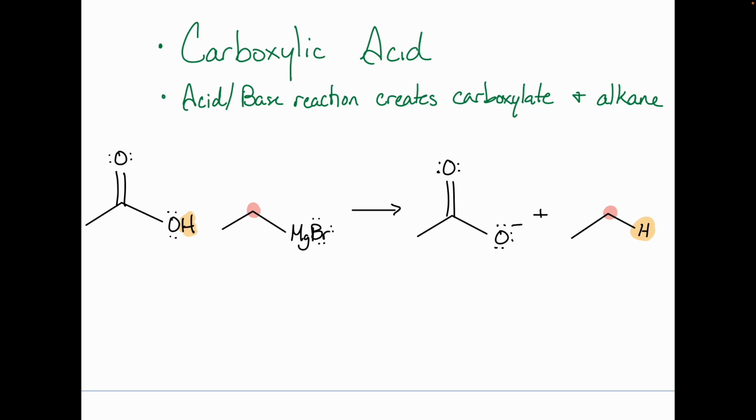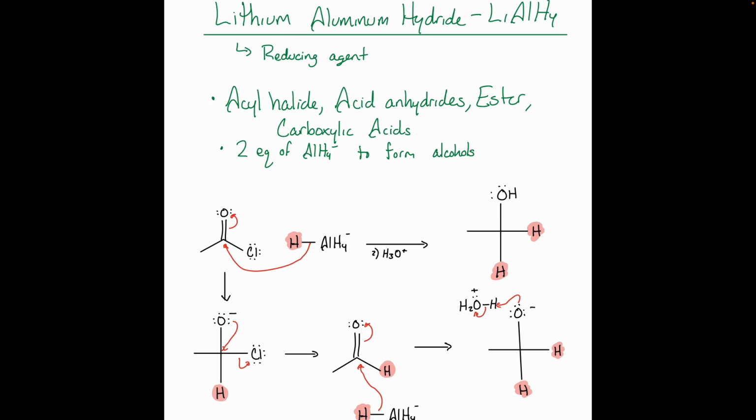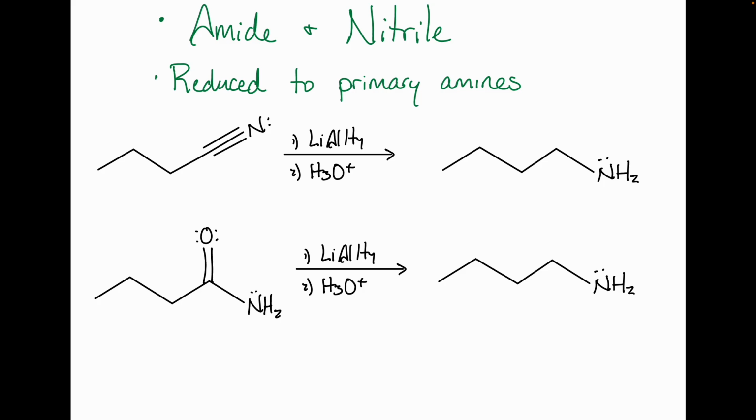All right, and then lastly, our reducing agent, lithium aluminum hydride. We can reduce acyl halides, acid anhydrides, esters, and carboxylic acids to primary alcohols because it undergoes 2 rounds of nucleophilic attack with that aluminum hydride, with that nucleophilic hydrogen. And if we had our nitrogen-containing ones, amides or nitriles, these also get reduced, but they get reduced to primary amines. And with that, congratulations, you're done with your Organic Chemistry 2 course.